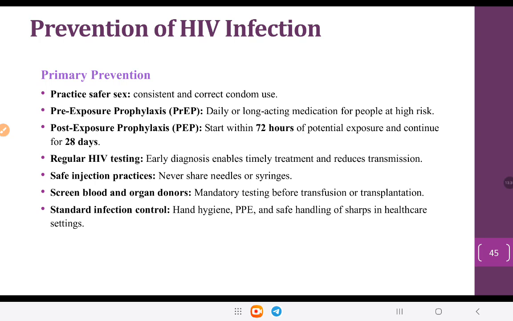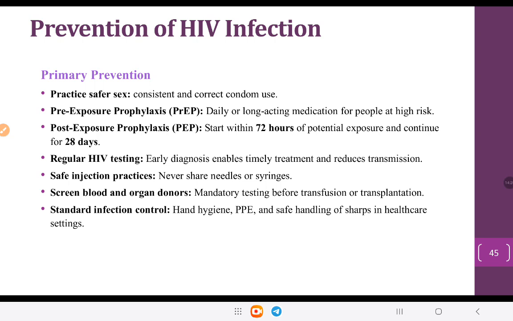In this slide we discuss how we can prevent the disease, the prevention of HIV infection. Prevention of HIV infection combines many factors: behavioral, biomedical, and public health interventions. Primary prevention includes practicing safer sex, which consists of correct condom use, pre-exposure prophylaxis, daily or long-acting medication for people at high risk, or post-exposure prophylaxis after a potential infection, started within 72 hours of potential exposure and continued for 28 days.